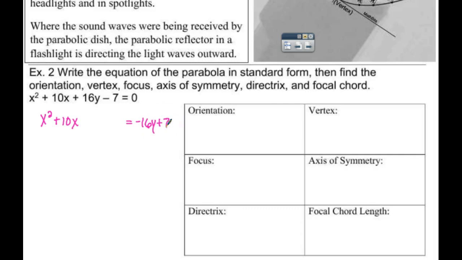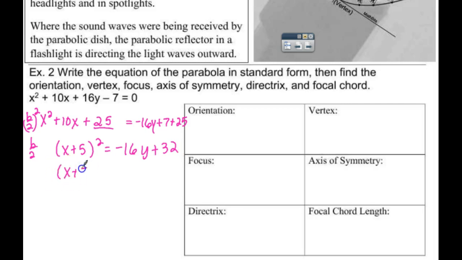So when I complete the square, this is your b over 2 squared step. So I'm going to add 25 over here. So then when I write it as a perfect square, okay. When it's written like this, I don't have this side factored. So I'm going to take out a negative 16.